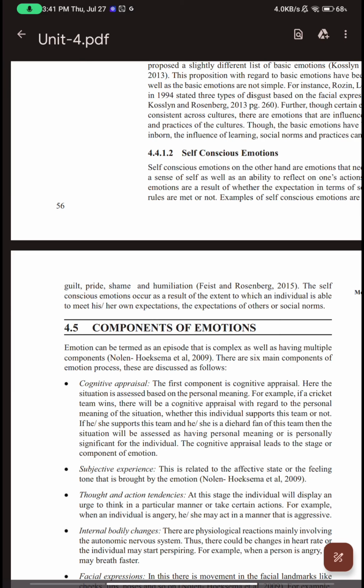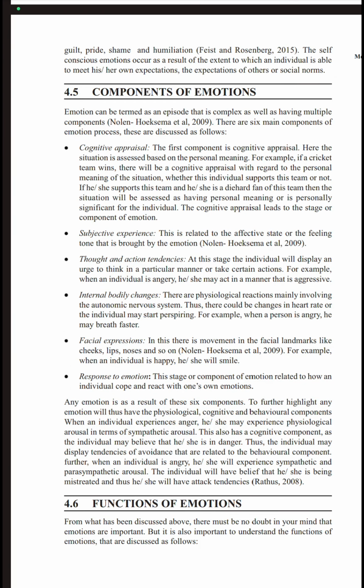Third is thought and action tendencies. Now, thought tendencies refer to the way we think or process things during a particular emotion. Okay, so now this might take you back to the first point, cognitive appraisal, but this is actually different, and how it is different we'll now see.